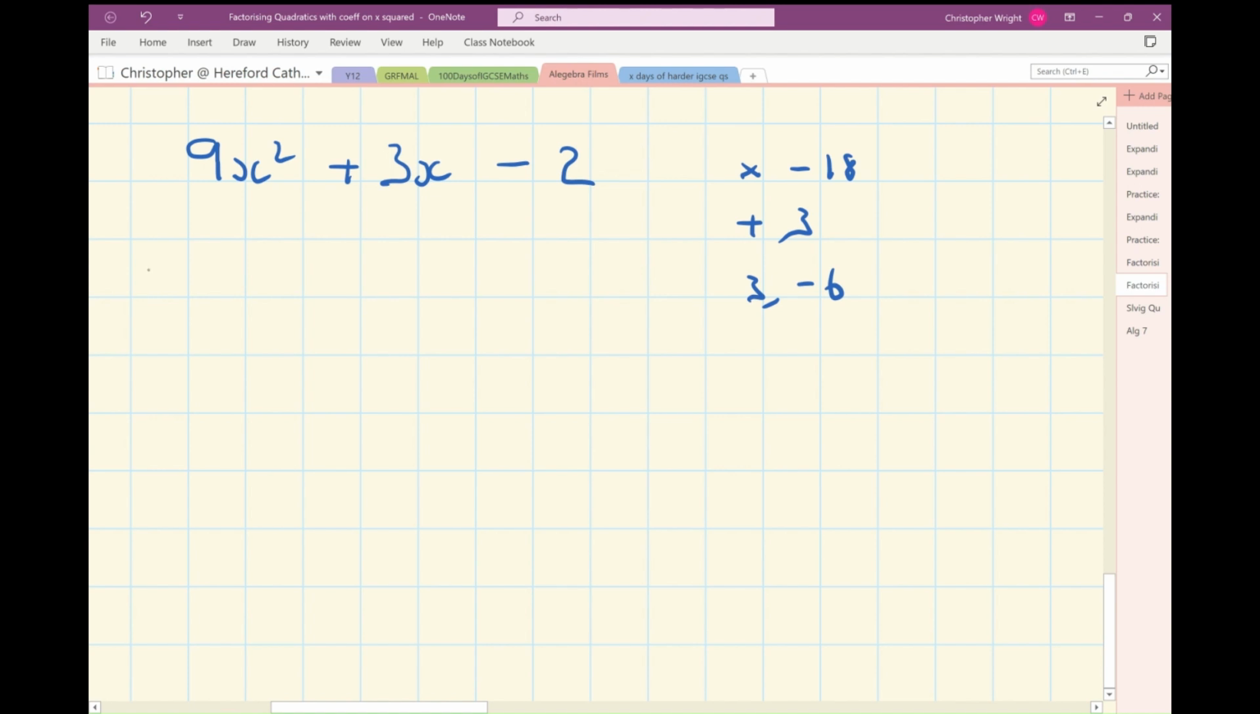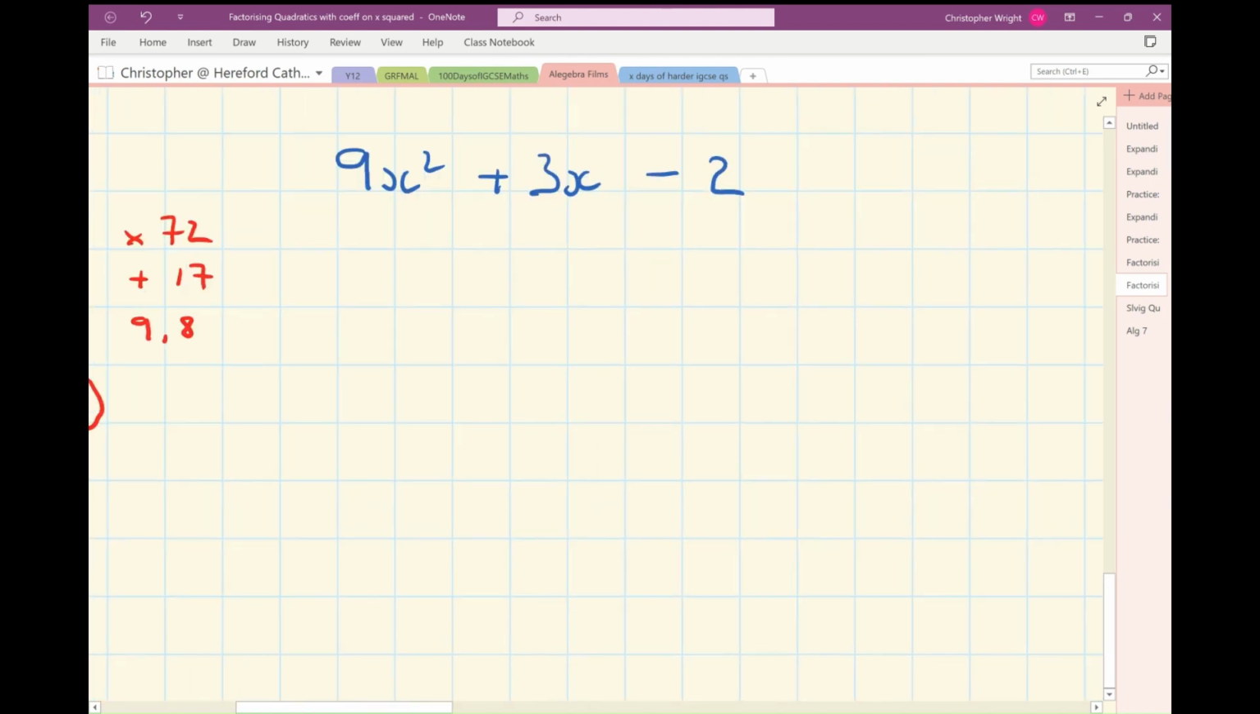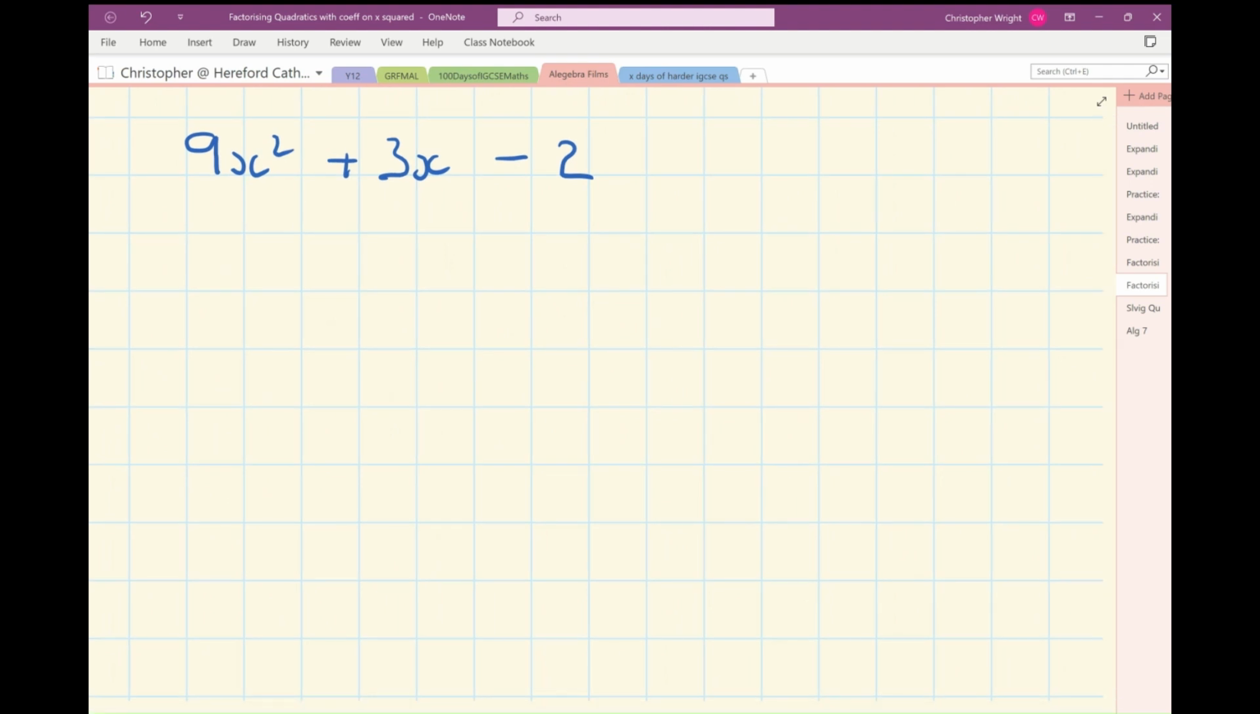Right, so I'm going to rewrite my quadratic expression, but instead of plus 3x, now sometimes you have to be quite clever and flexible with this method, with different signs. Let's have a look at this blue example here.